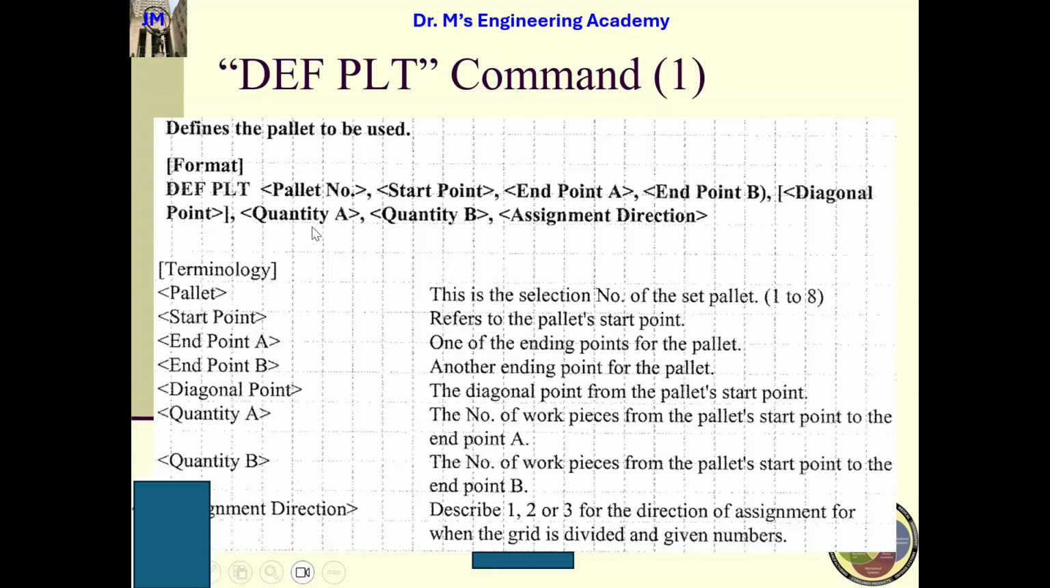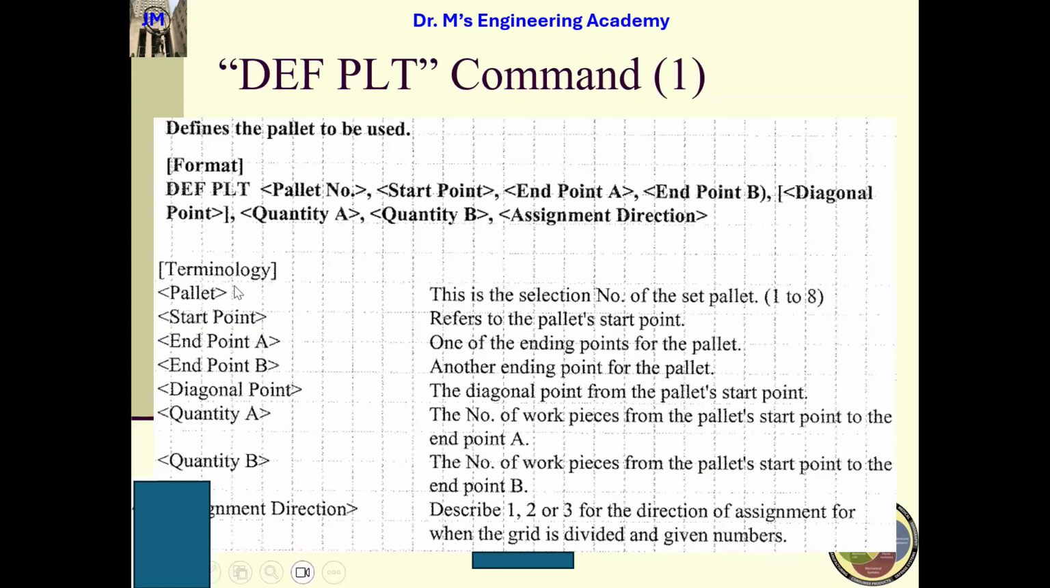And then we have quantity A and quantity B. Quantity A is used to define how many items in the first direction, and quantity B is used to define how many items are in the second direction. All right? You understand, guys? And then the assignment direction. I told you, we have linear same direction, and we have zigzag, and we even have this 3. When the assignment direction equals 3, that means it's a one-dimensional palette.